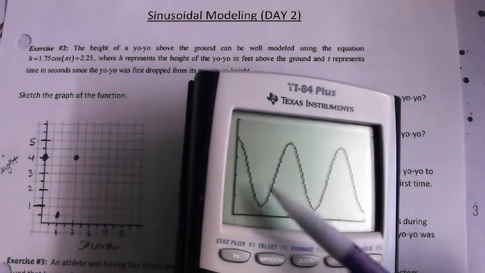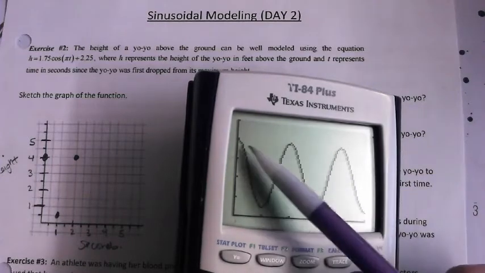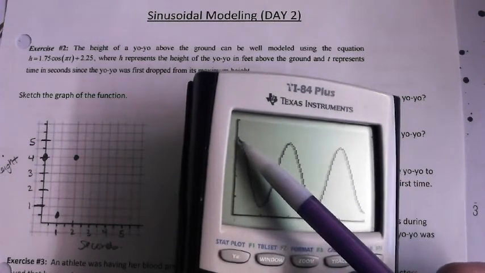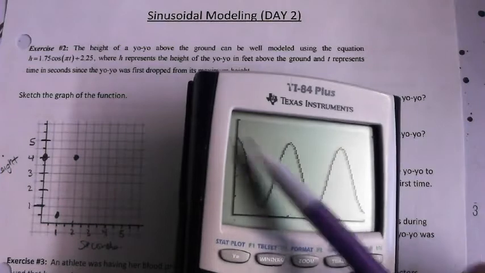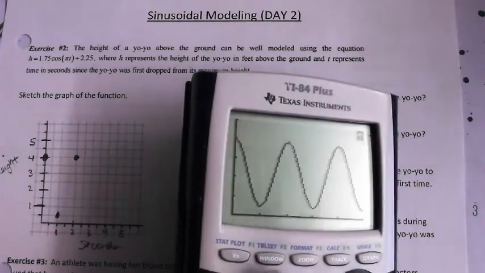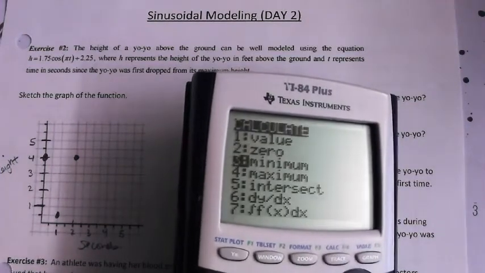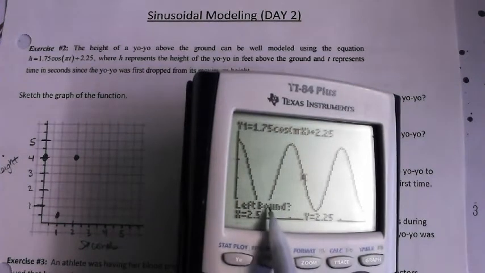You can always trace your graph for the critical points. You can trace your graph. We obviously know that that's 4 because that's 0 something. That's the y-intercept. But you can do second trace and look for your minimum. And we want to find the minimum here.